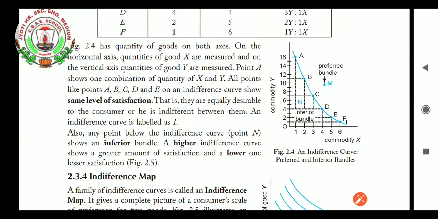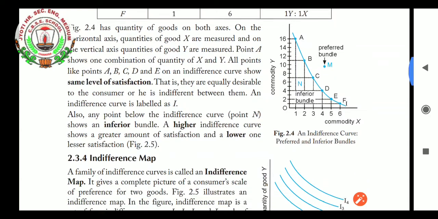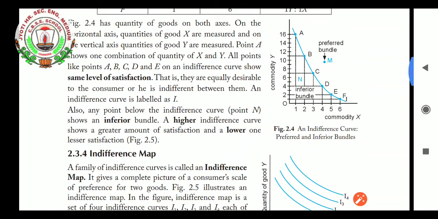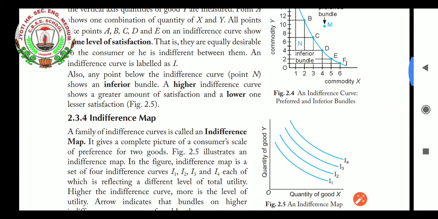That is, they are equally desirable to the consumer, or he is indifferent between them, and indifference curve is labeled as I. This curve itself is considered as I. You can see here after f I is written, and this is the name of the curve. And also any point below the indifference curve, point N, shows an inferior bundle. A higher indifference curve shows a greater amount of satisfaction, and lower one lesser satisfaction.